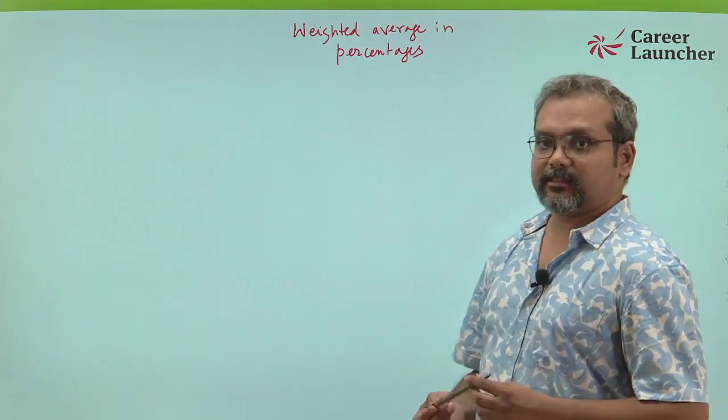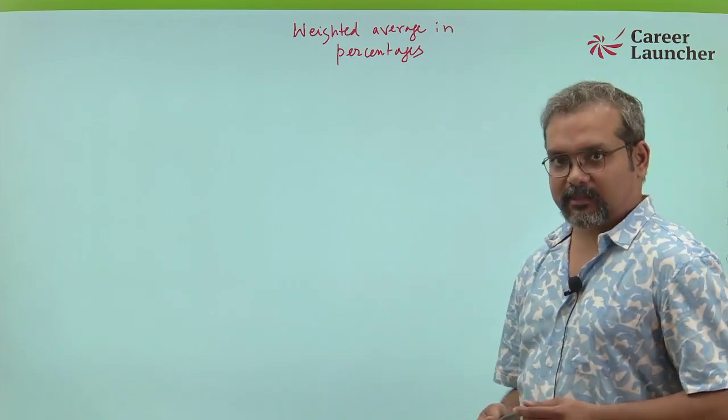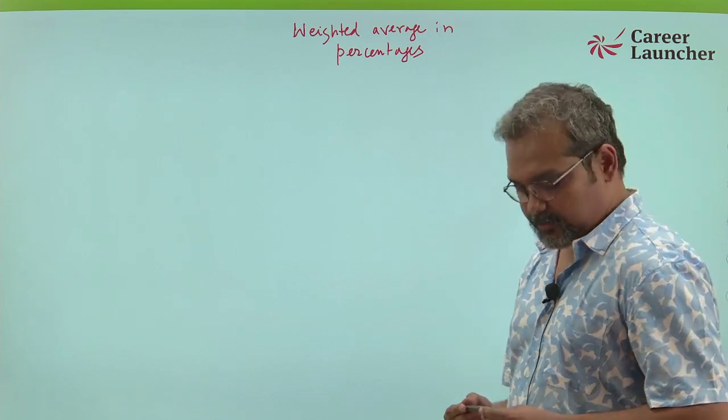Last time we had discussed something about successive percentage changes. Here we are with something new, weighted averages, and that too in percentages. So now how does this work?